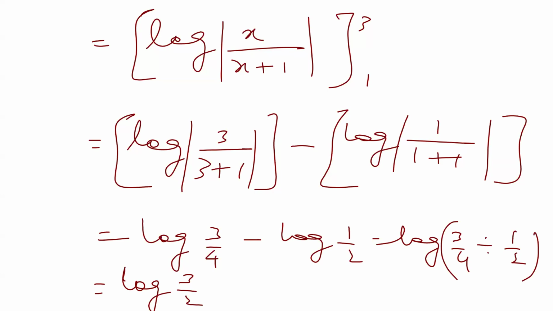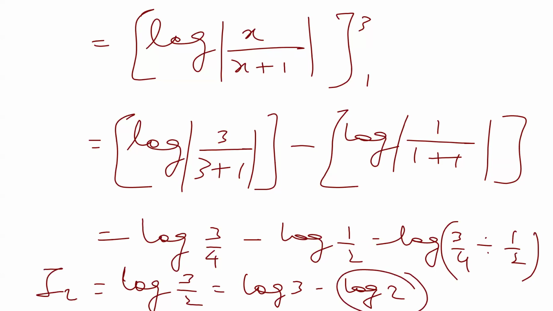But then we require log 2 something in the solution. We'll just keep it log 3 minus log 2. Again, we'll just open it, okay? So this is I2, guys. We require log 2 in the problem. So again, I opened this. Log A upon B is log A minus log B, okay?